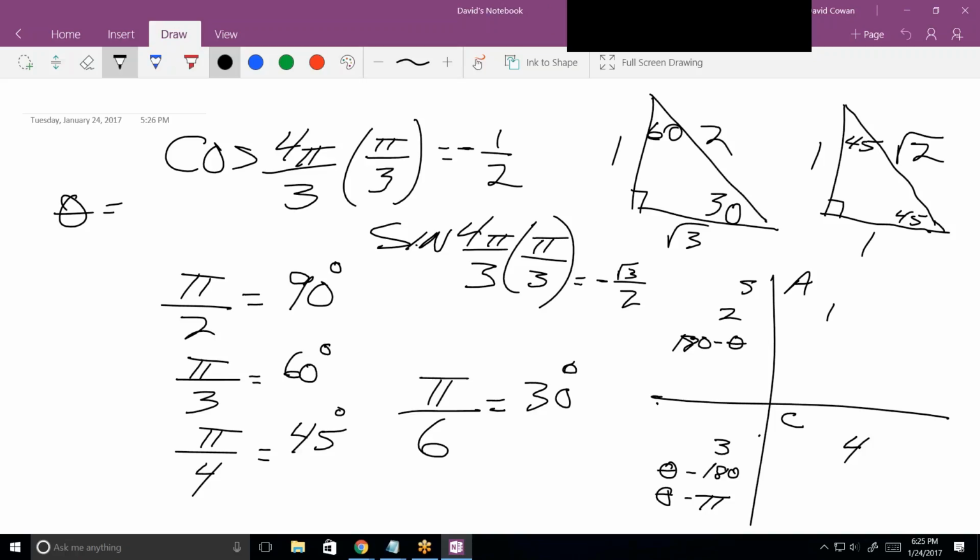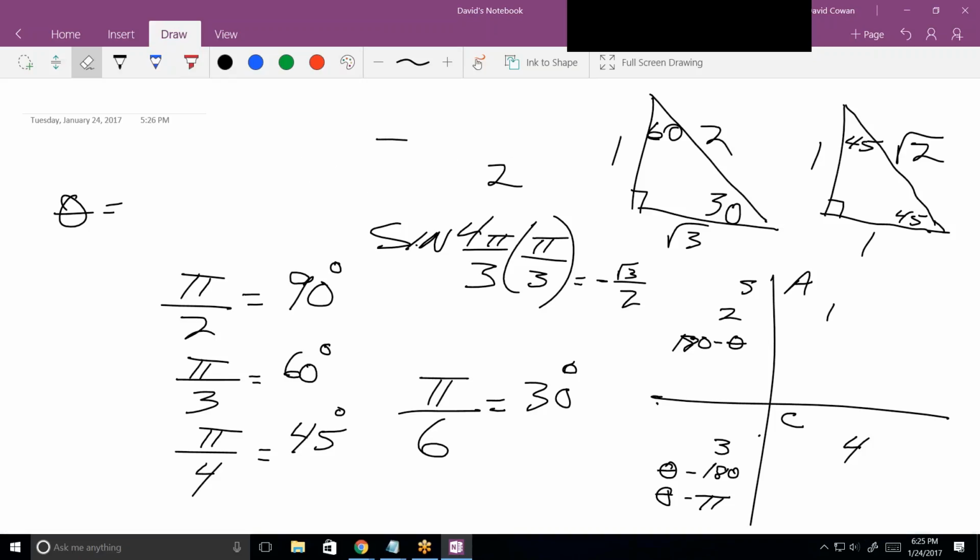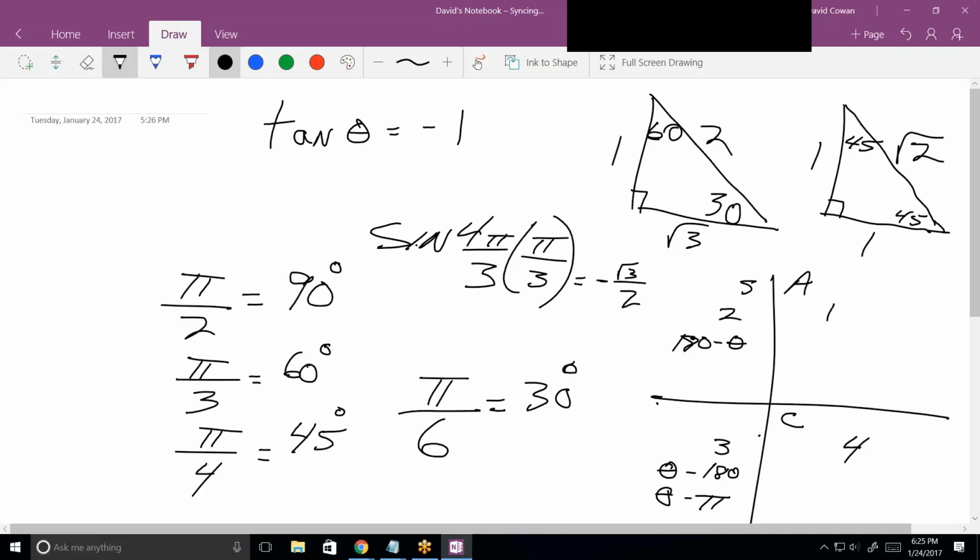So this next one, it's kind of a weird problem. It's name all the values of theta on the unit circle if tangent of theta equals -1. What two quadrants might that be in? 2 and 4. Correct. Has to be. Because tangents are always positive in quadrant 1 and they're always positive in quadrant 3.